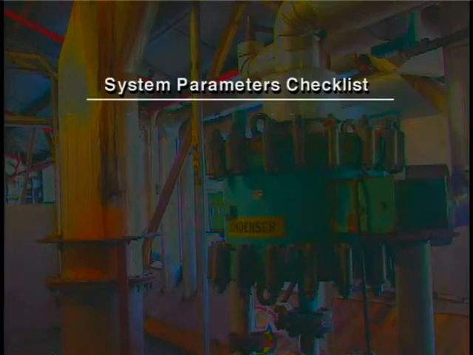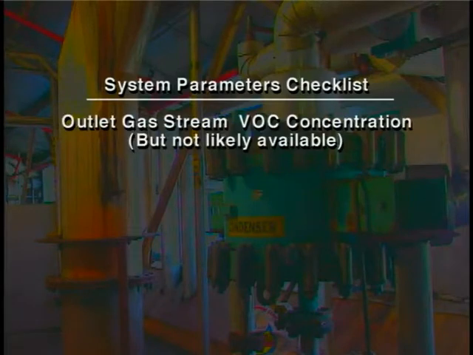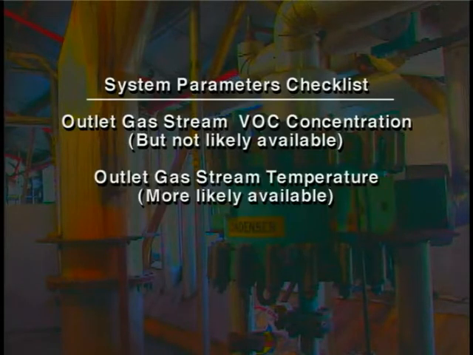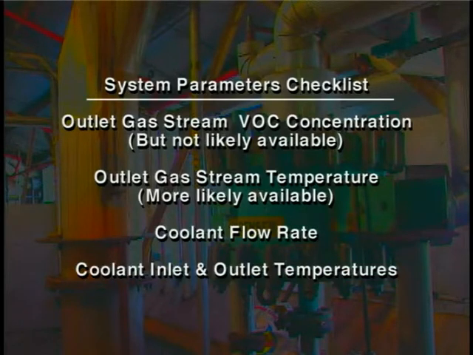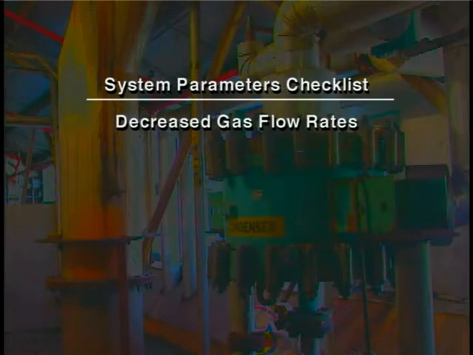To review, to determine if a condensation system is working properly, field personnel should observe, if possible, the outlet gas stream VOC concentration, but not likely available. The outlet gas stream temperature, which is more likely available. Indirect indicators of efficiency include the coolant flow rate and the coolant inlet and outlet temperatures. Decreased gas flow rates will reduce the capturing of the contaminant.